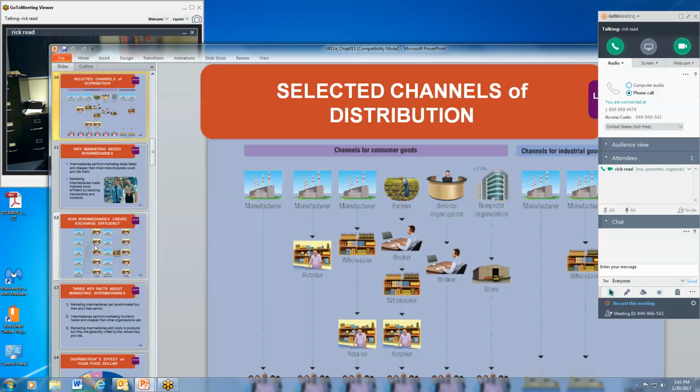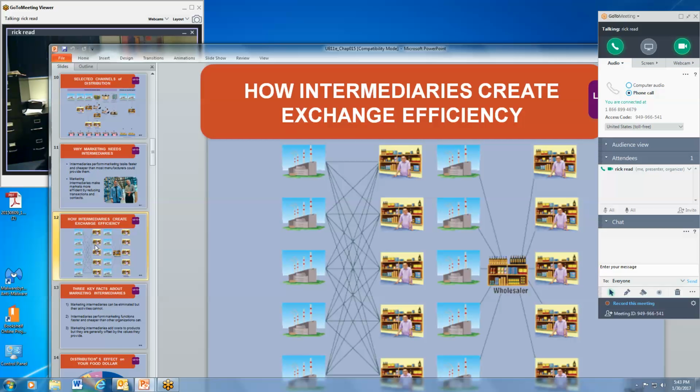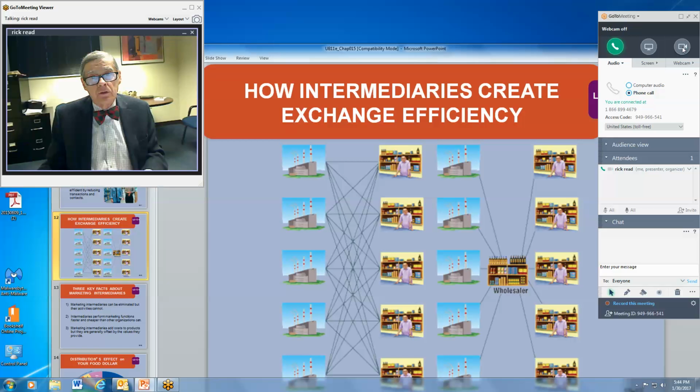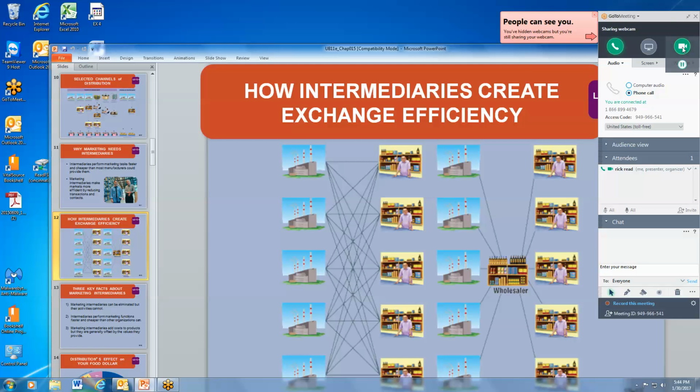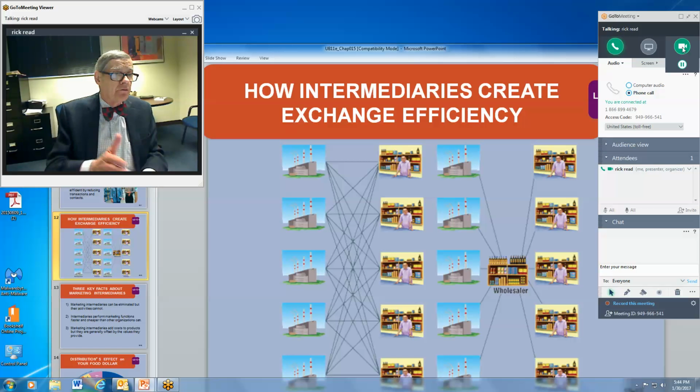So I'm not going to talk about that one as much, 15.1, because I'm going to talk about this one, 15.2. See how many different transactions would have to be here if people insisted upon going to the manufacturer, as opposed to the manufacturer selling to a wholesaler who's right here in the middle, and that wholesaler can do those different transactions.